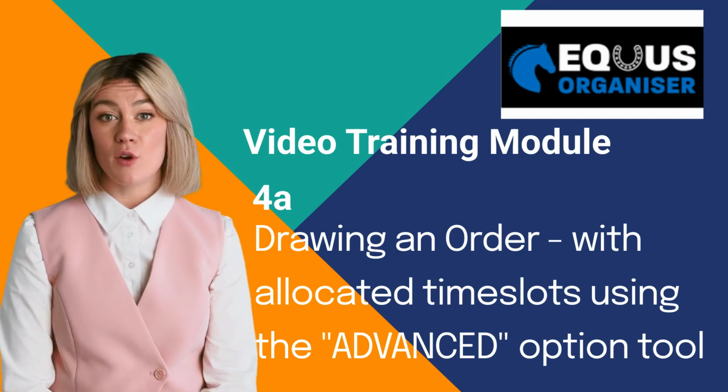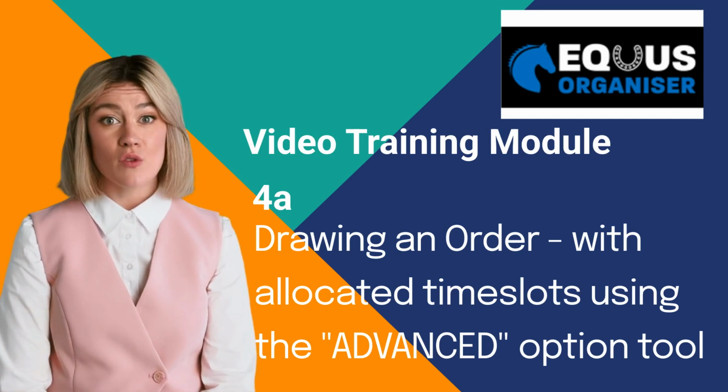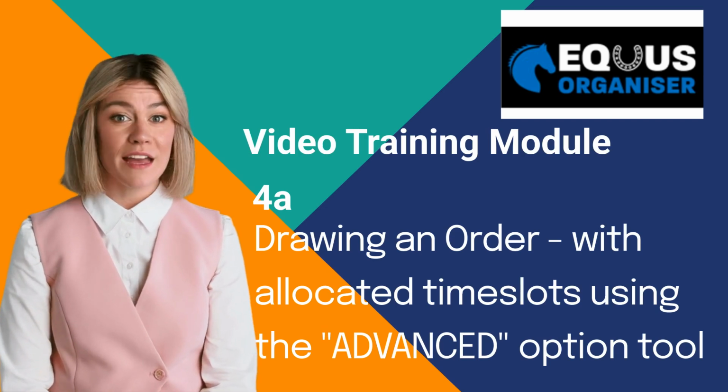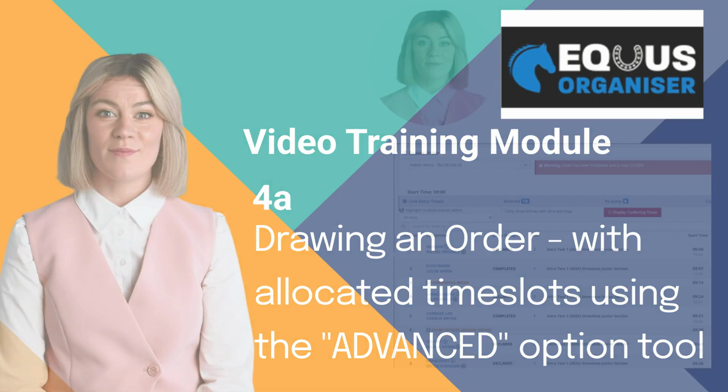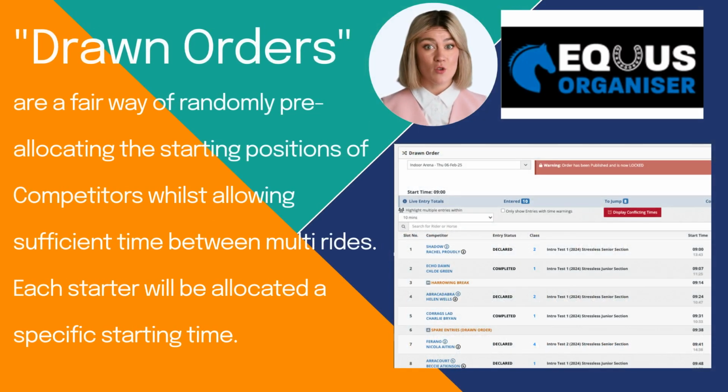This training video module is about how to use the advanced drawn order tool to do this simply, quickly, and effectively within the Equus Organizer system. As you will have seen, the standard drawn order tool is exceptionally useful for drawing an order for a simple event, where there is a single arena in operation and all of the classes will be run in strict order with breaks between each class, allowing time so that the course can be adjusted or increased in height. This works extremely well for most show jumping events.